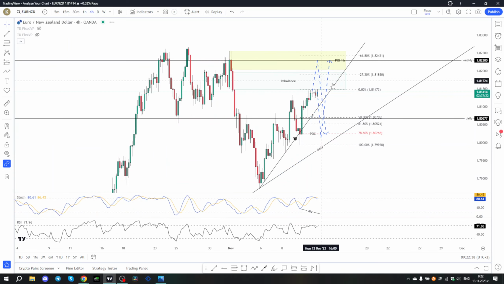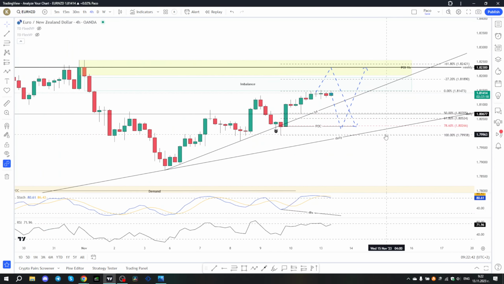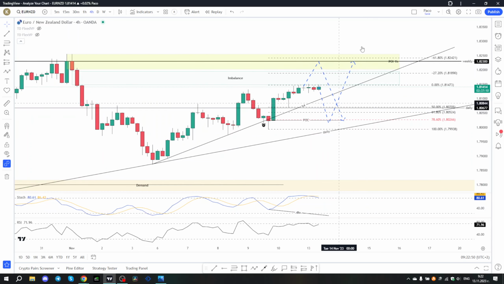Pretty much like the previous two currency pairs, there are a lot of options here. If we see some down movement and touching the point of interest, probably we may enter some long positions. The second option is to see some up movement to the point of interest and then some down movement.